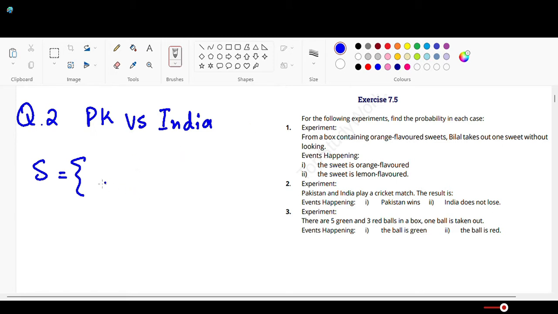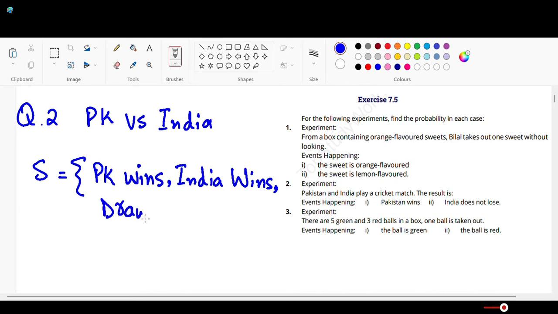I mean that either Pakistan wins, or India wins, or they have a draw. So that's three possibilities, as you can see. One, two, three. Three total possibilities. That is our sample space.